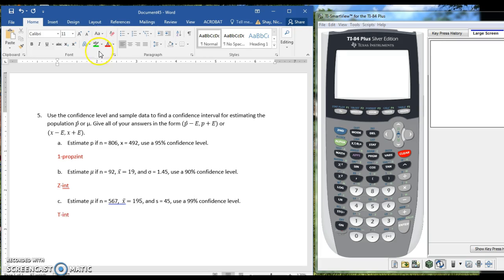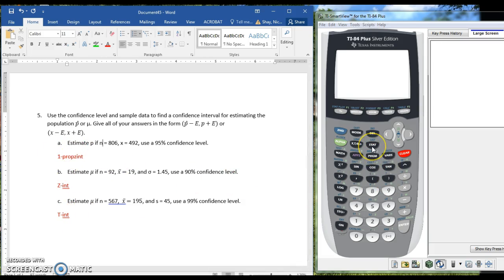So again, knowing which process is which is going to be really important. Let's go through this one more time. If we just have X, N, and a confidence level, we're just going to use 1 prop Z int. If you are given the number sampled, the sample mean, and a population standard deviation sigma, you're going to use Z interval. If you're given N and X bar and sample, we just have sample data, you use the T interval. So now how do we get to these functions in the calculator?